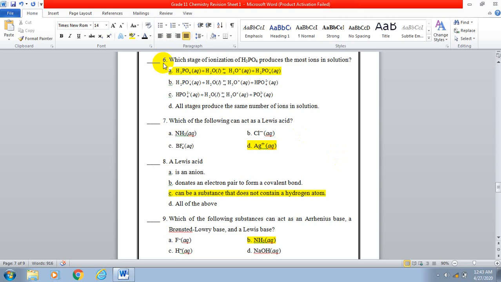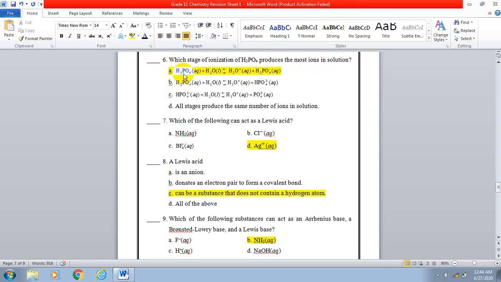This is Wednesday, and we will continue the Section 2 of Chapter 14 revision sheet solutions. We solved Section 2 until the 5th option. Now we will start from the 6th one, and some descriptive questions at the end we will solve. So let's proceed. The 6th: which stage of ionization of H3PO4 produces the most ions in solution?